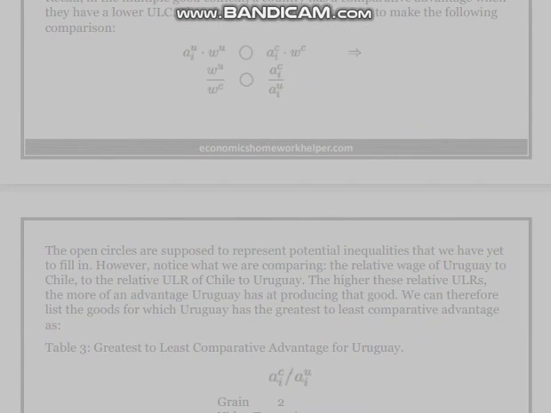Recall, in the multiple good context, a country has a comparative advantage when they have a lower ULC. Therefore, for any good i, we want to make the following comparison. The open circles are supposed to represent potential inequalities that we have yet to fill in.